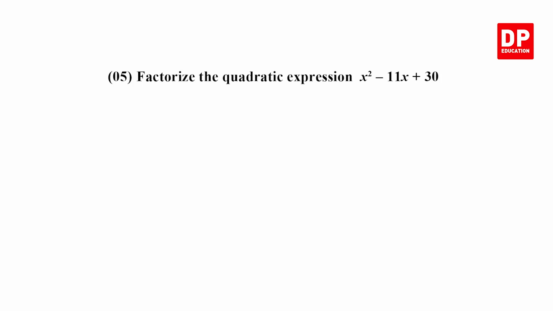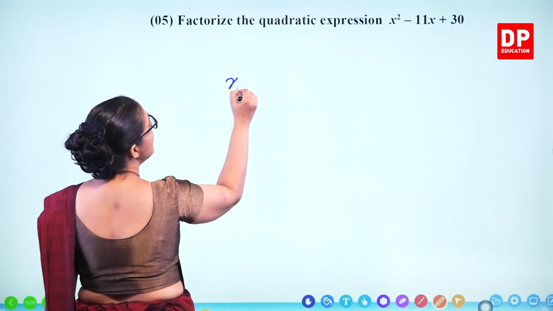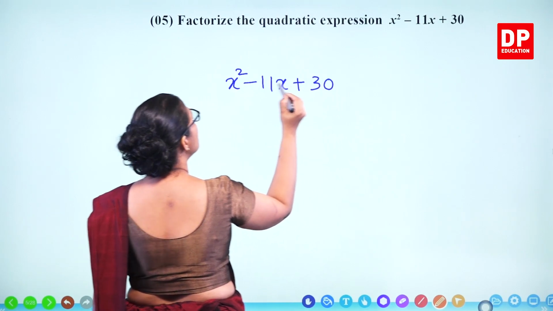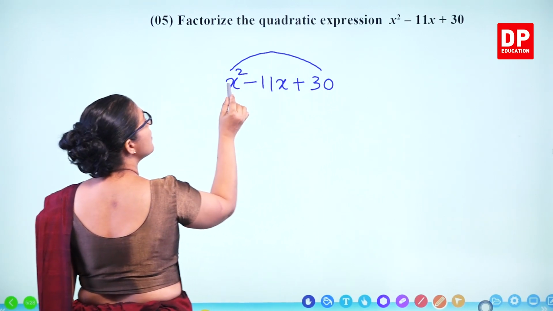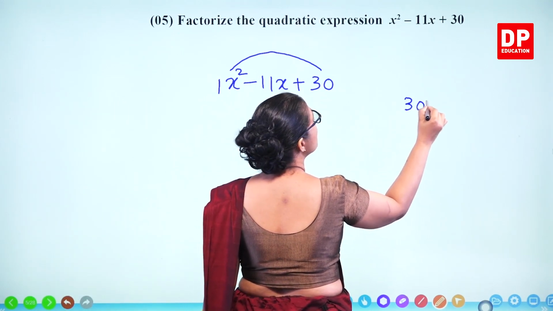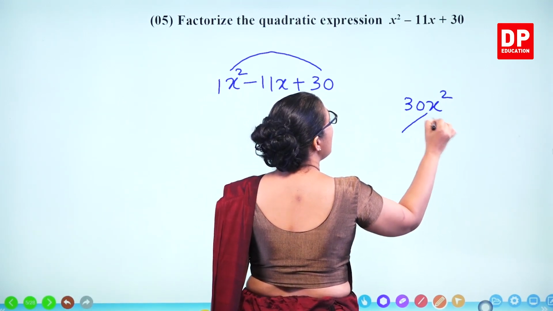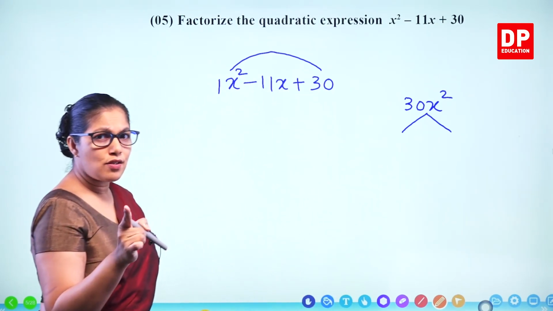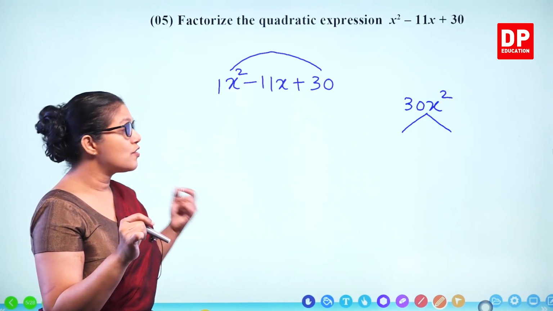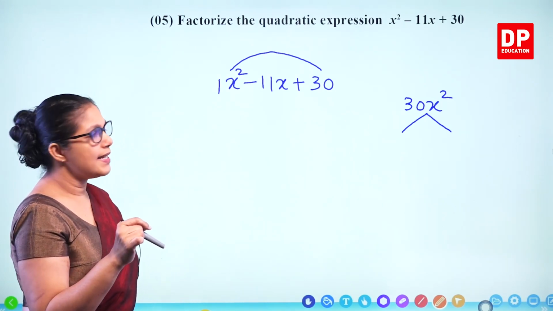Question number 5. Factorize the quadratic expression x squared minus 11x plus 30. So what you do? You multiply these two. Here the coefficient is 1, so you need 30x squared. You need to find the factors of 30x squared such that when you add the factors, you get the middle term, minus 11.